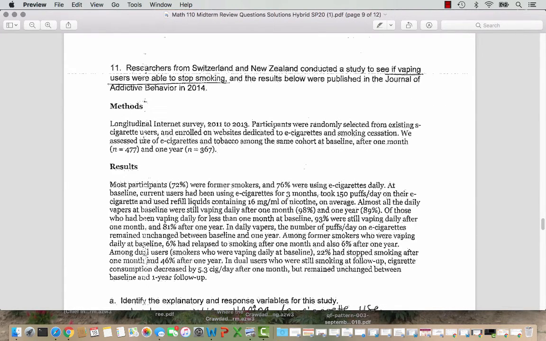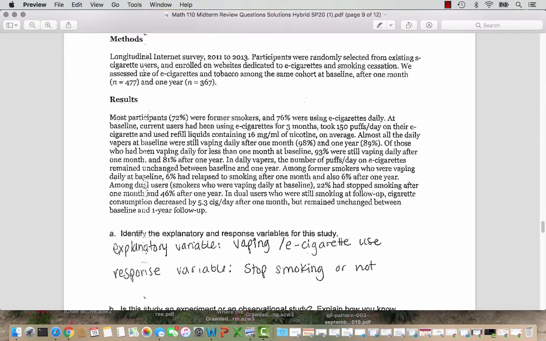Question 11 tells us about a study that researchers from Switzerland and New Zealand conducted to see if vaping users were able to stop smoking. You can read the results here from the Journal of Addictive Behavior in 2014. You can see the sample sizes were pretty large. N equals 477 for the group after 1 month, and N equals 367 people for the group after 1 year.